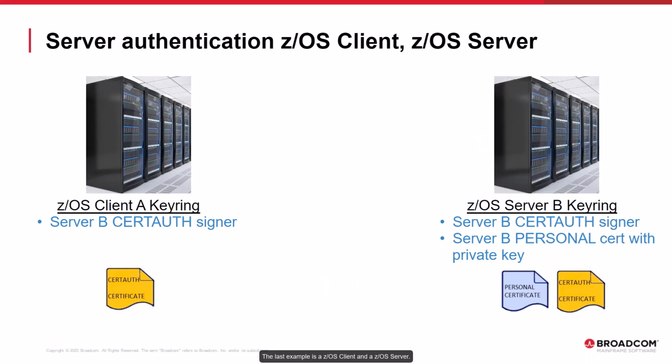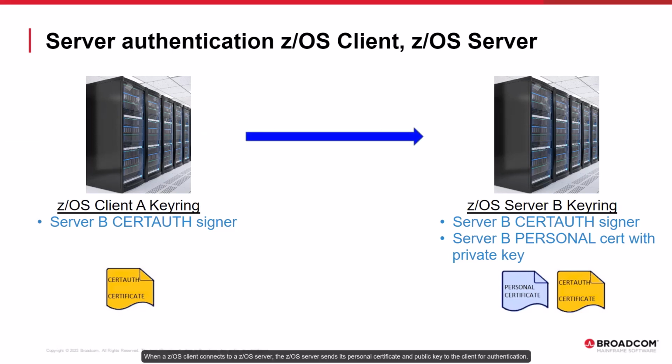The last example is a z/OS client and a z/OS server. The z/OS server will need its own server certificate and the cert-auth certificate that signed it in its key ring. The z/OS client will need the server's cert-auth signing certificate in its key ring. When a z/OS client connects to a z/OS server, the z/OS server sends its personal certificate and public key to the client for authentication.